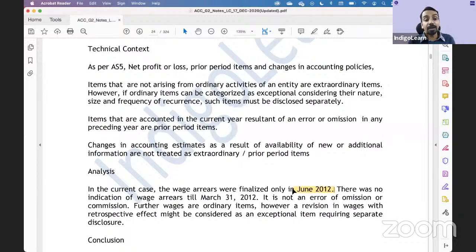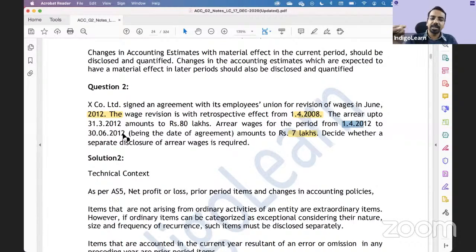You are paying 5 years of wages in a single year. In that case, definitely there is something which is significant. There is something which is material, and hence a separate disclosure may be required. And also note, whatever is the amount from 1st April to 30th of June, these are ordinary activities. These are the expenses pertaining to the current period only.